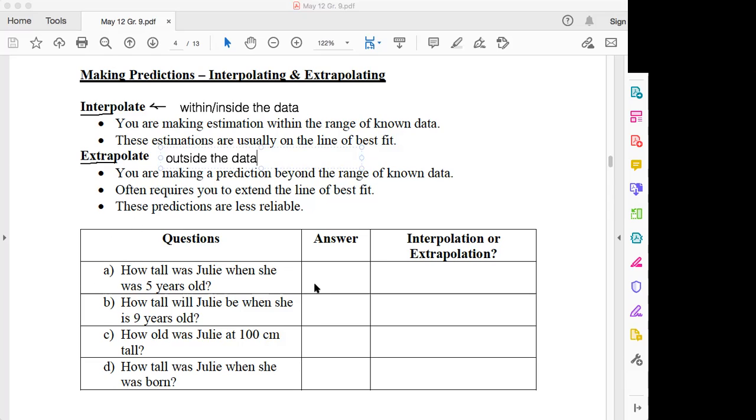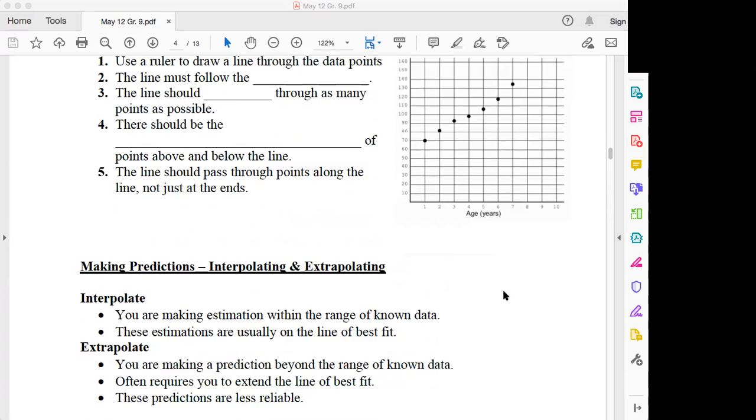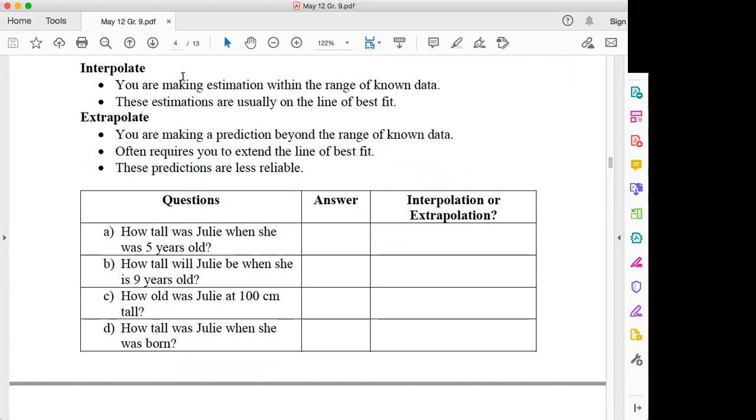So how tall was Julie when she was 5 years old? I'm going to clear this, we look at our graph. Okay, so at 5 years old, she is about 110 centimeters, we'll say. Okay, I'm going to type that. And that was inside of our data. We didn't have to look past our line or anything. So that would be interpolation.